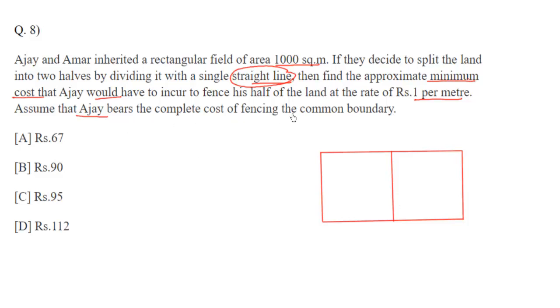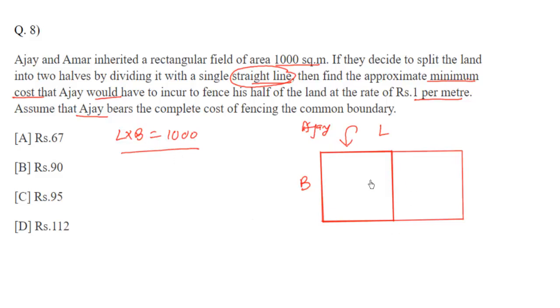Now Ajay has to bear the complete cost of fencing. For example, assume that this part is for Ajay. So Ajay would be fencing this, then this, right? It would be fencing this rectangle, not necessarily a square. So let us assume that the length is L and the width is B. Then the area L into B is given to us, that is 1000, correct?